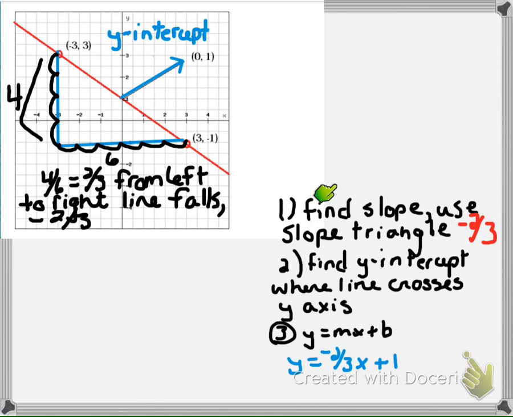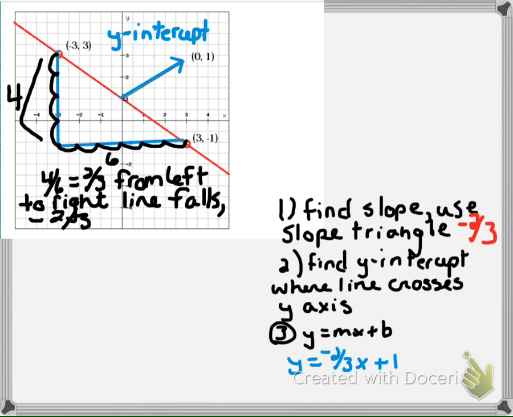So you find the slope, you read the line left to right. Is it going to be a positive slope or a negative slope? You find the y-intercept, and you substitute in the m and the b in the equation, and now you have a linear equation that is written in slope-intercept form.